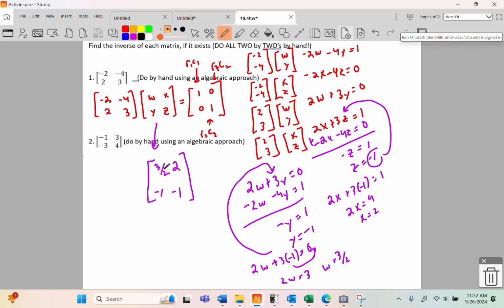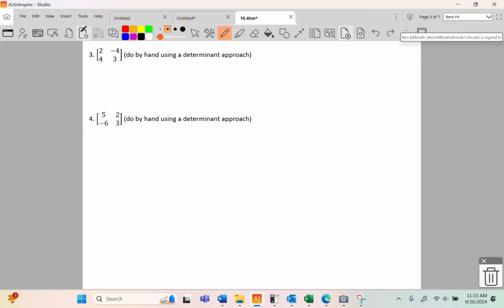And that's how you write an inverse from an algebraic approach, which I think is probably the most god-awful hard way to do it, to be quite honest with you. But whatever, there it is. The way I was taught was actually to do reduced row echelon form. All right, this is by hand using a determinant approach, which I was also never shown as a kid.